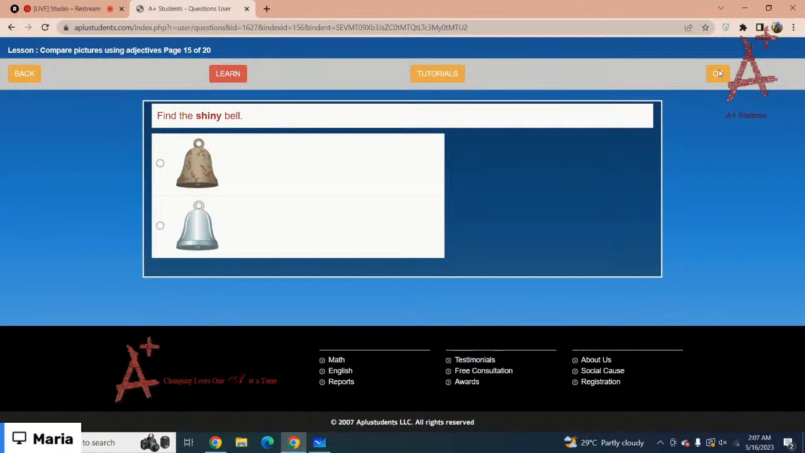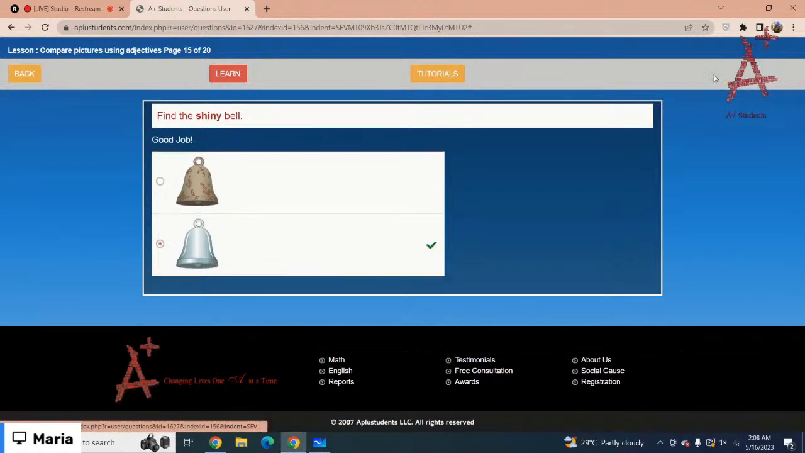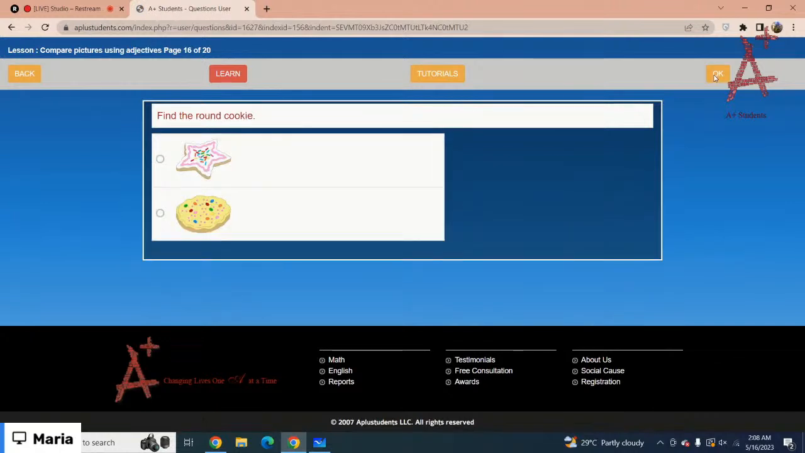Find the shiny bell. Which bell is shiny? One or two? Second one is shiny bell. Find the round cookie. Which cookie is round? One or two? The second one is round.